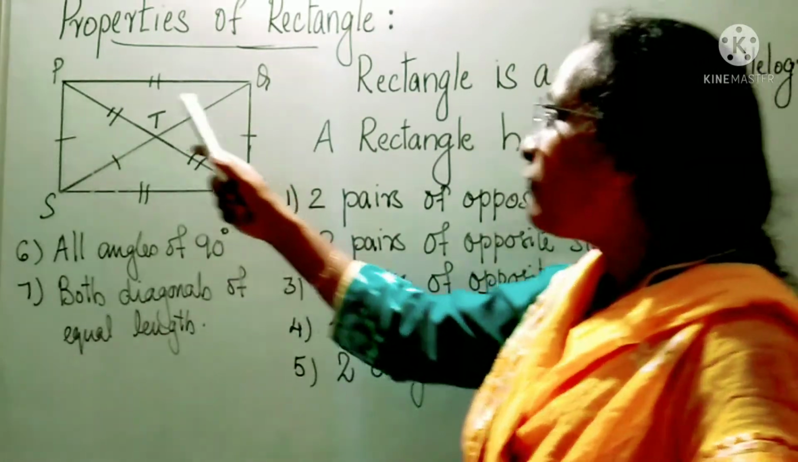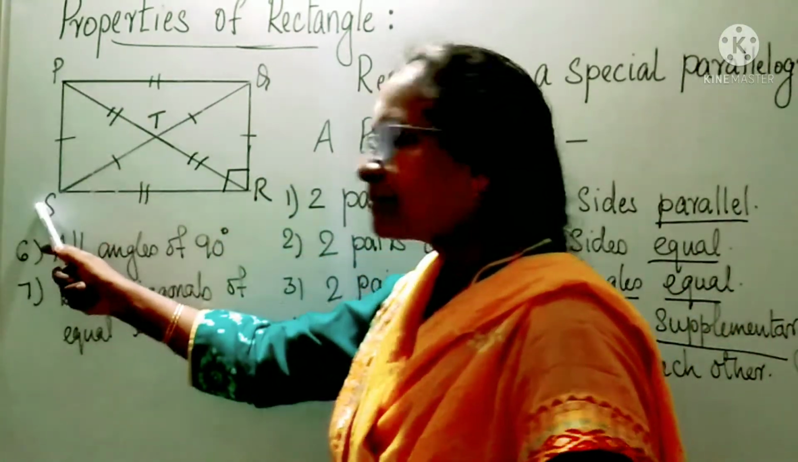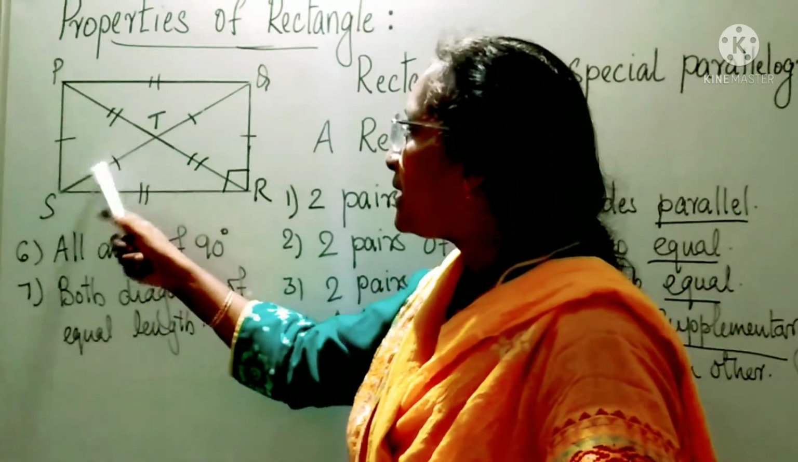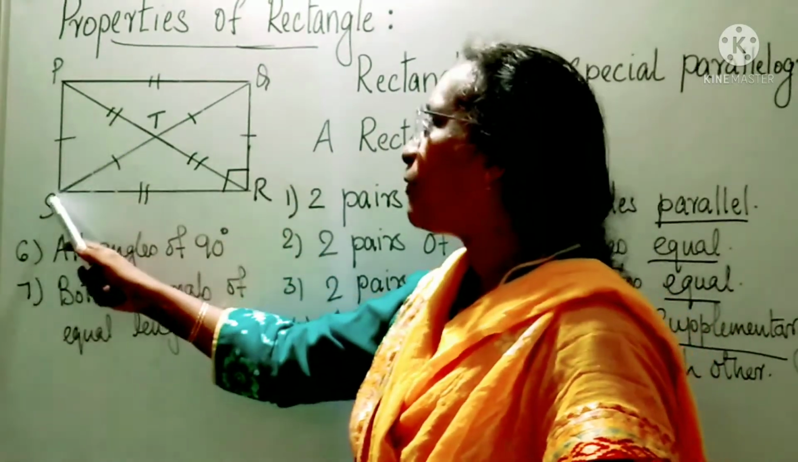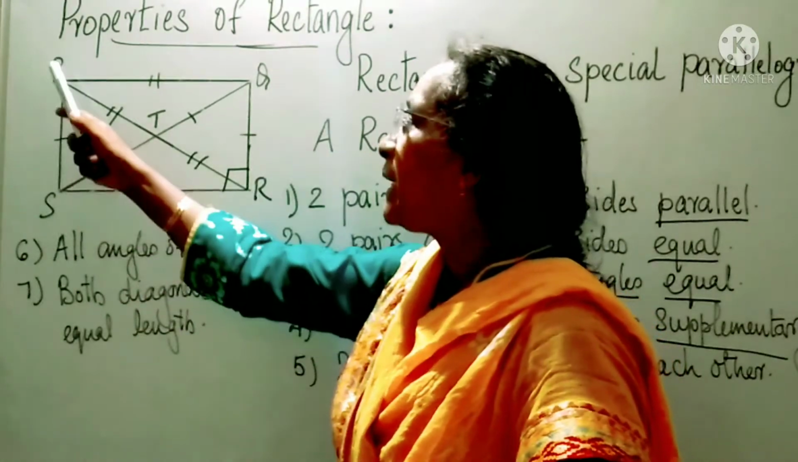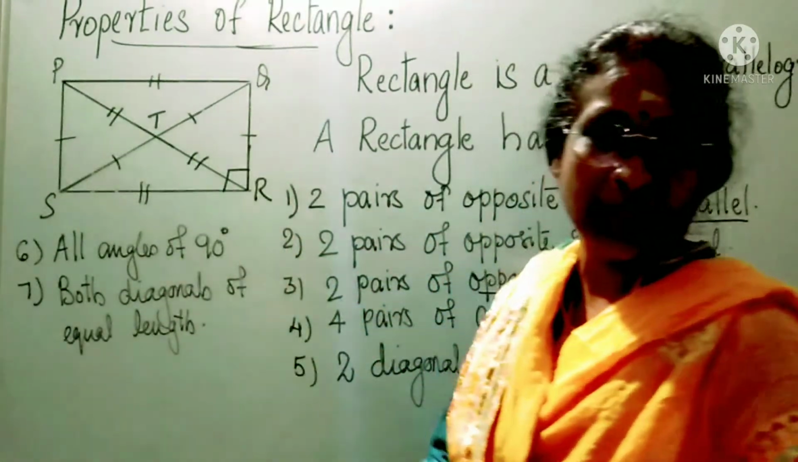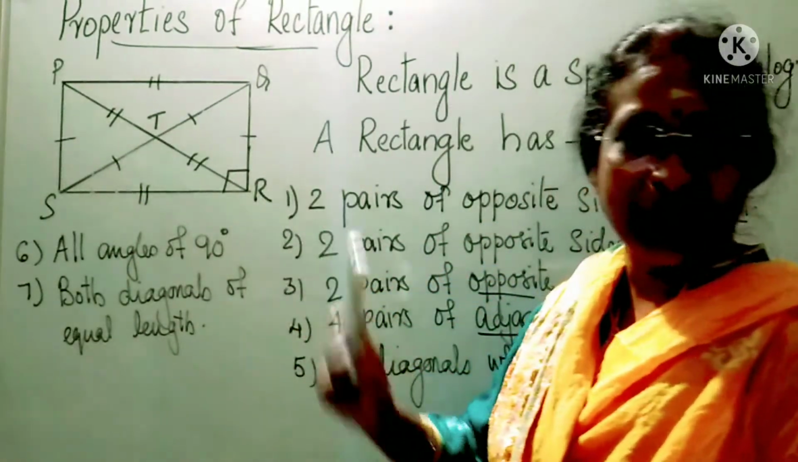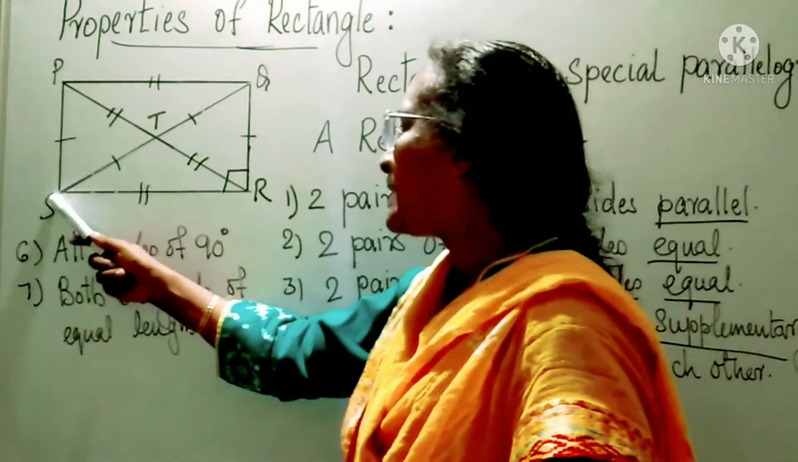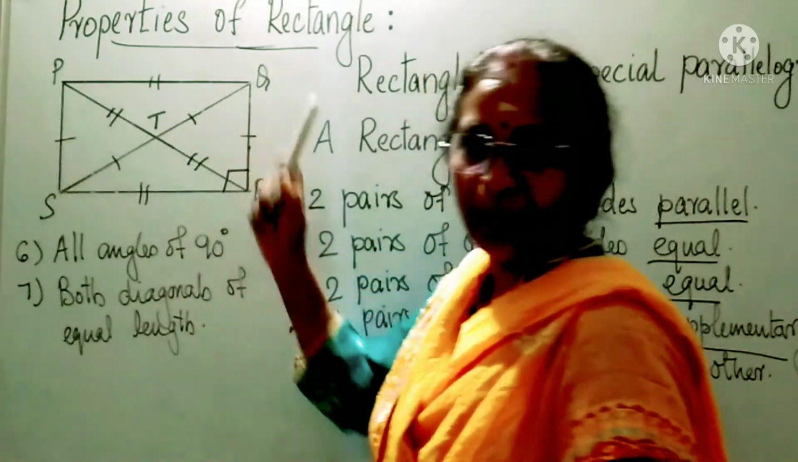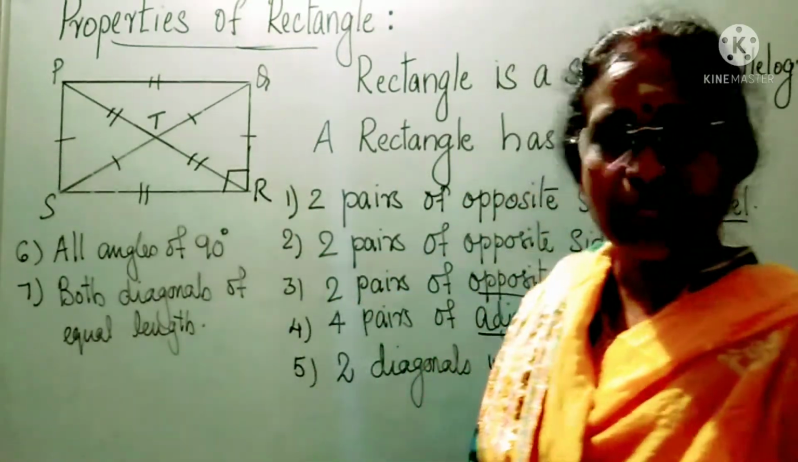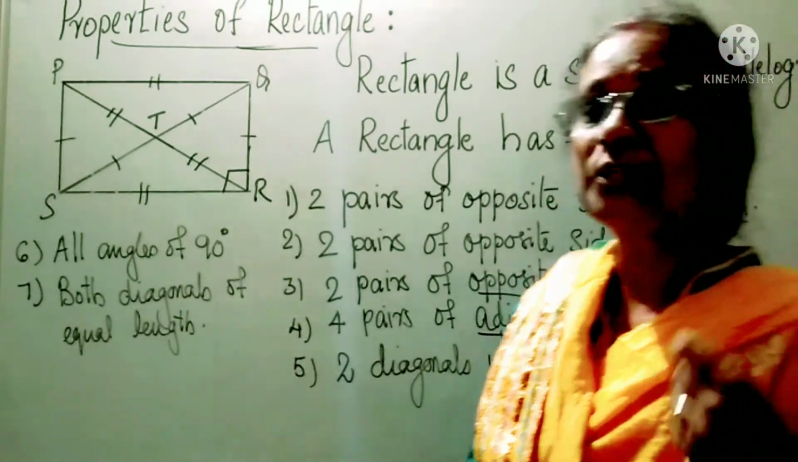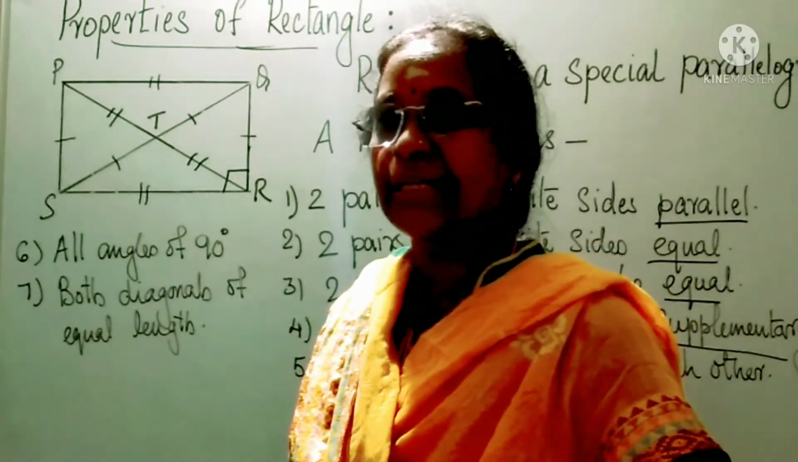Okay. Now, if you take this triangle, this is the hypotenuse. So, SQ is equal to the square root of PS square plus PQ square. But PS square and QR square are equal. Similarly, SR square and PQ square are equal. So, by Pythagoras theorem, both these diagonals will be equal. If it is to be proved, we will discuss later on.